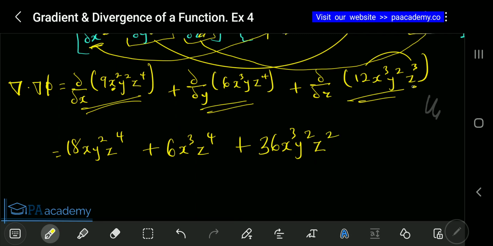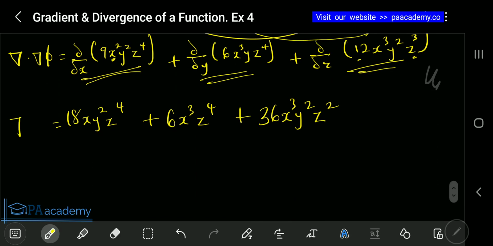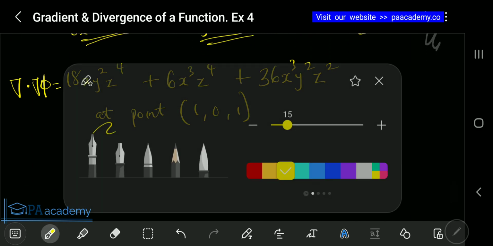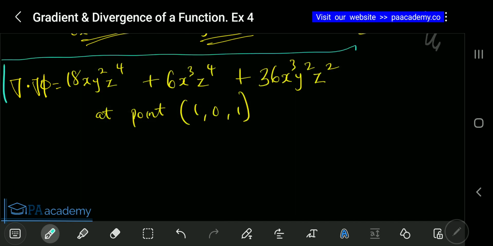I hope you know why it is z squared, because once we differentiate z cubed, we are going to be having 3z squared. So the 3 is what is multiplying the 12. All right, so now we've gotten the div grad of phi. So the next thing says at point (1, 0, 1). So assuming the question did not give us any points, we can just stop here, as this is the final answer.